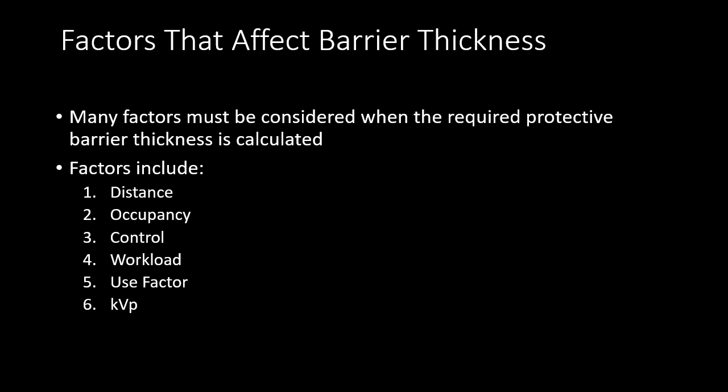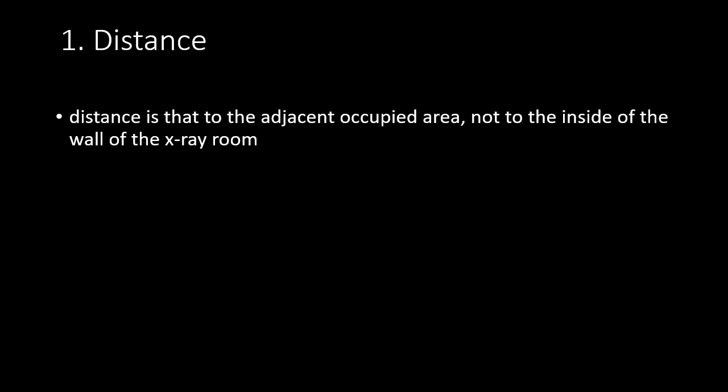There are many factors that must be considered when the required protective barrier thickness is calculated, and areas that are sent to the physicist include the distance, the occupancy, control, the workload, use factor, and kVp. So the first item is distance. This is easiest sent by sending a schematic of the room, but it's the distance of the adjacent occupied area, not to the inside of the wall of the X-ray room.